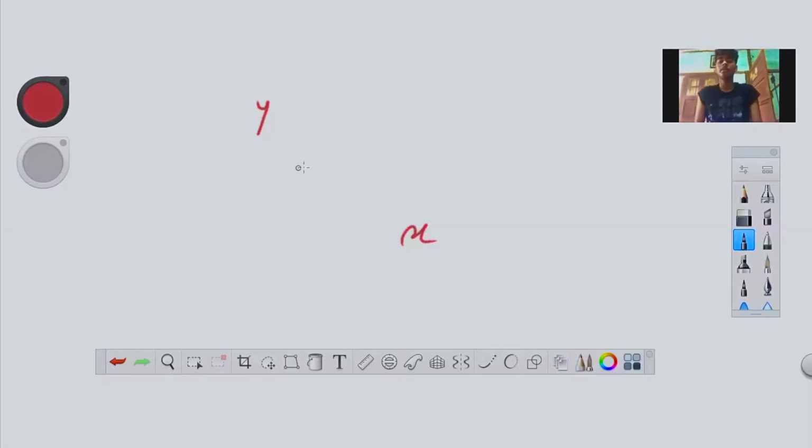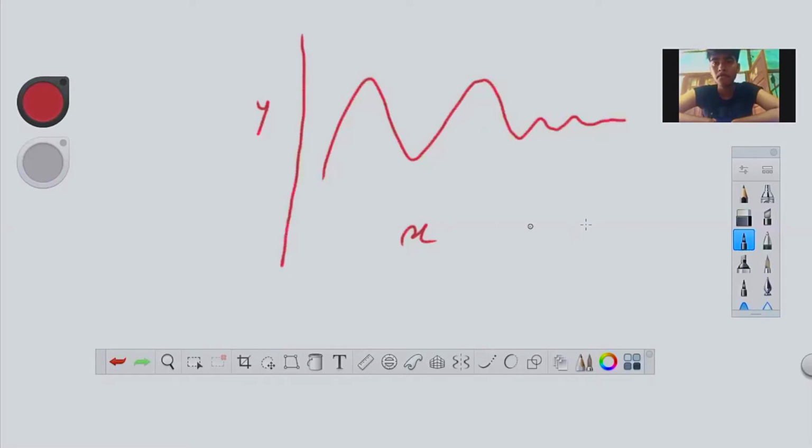Okay, so most of the time equations are looking like this. The equations will look like something like this. Okay, so this is known as the graph of the function, right? Y equals to f of x, right?